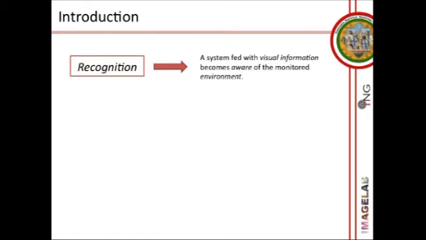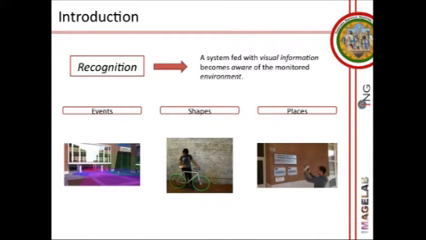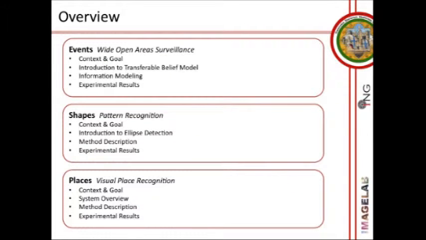The common thing about my talk is recognition. Recognition is the ability of a system to be aware of the monitored environment. In the field of computer vision, the system is fed with visual information, typically through a camera. I talk to you about these different tasks, recognition of events, shapes, and places, and my talk is divided in 3 parts, one for each. Now I go into the details of events.